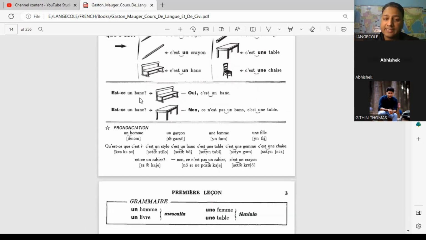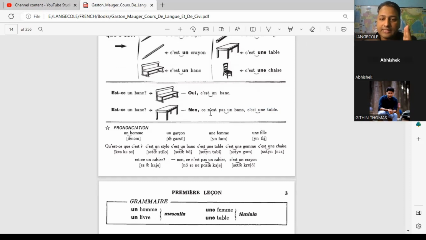The next question, est-ce que bon? Confirmatory questions. Oui, c'est un bon. Non, ce n'est pas un bon. I'm not focusing too much on the negative one right now, but you can still see the structure here. What is the structure? No, then this comes here, but no, N-E, ne, is a negative.